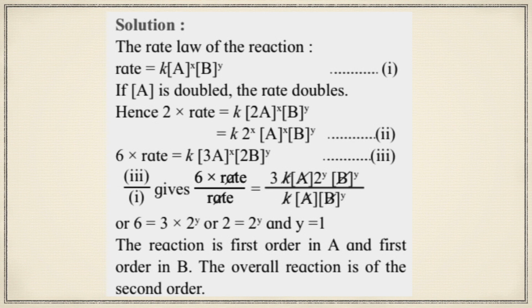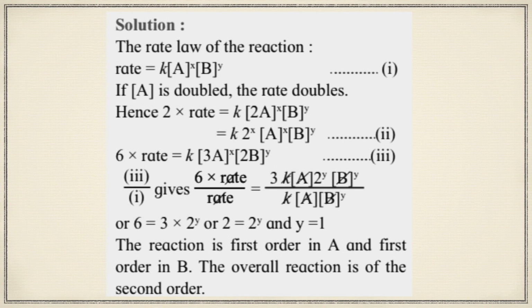Then I'll get the equation as what? 6 is equal to 3 into 2 raised to Y. That 3 I'll take to the other side. It will become 6 upon 3, so that is nothing but equal to 2. So 2 is equal to 2 raised to Y. In a similar way, 2 raised to what is equal to 2? 2 raised to 1 is equal to 2. Therefore the value of Y is equal to 1.